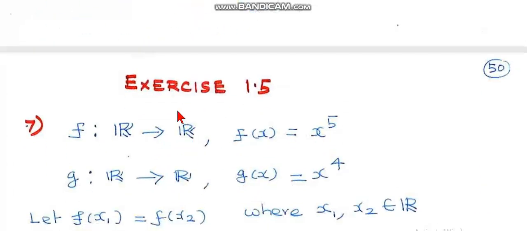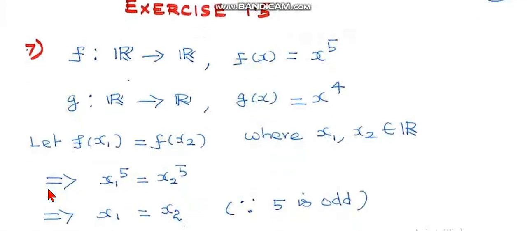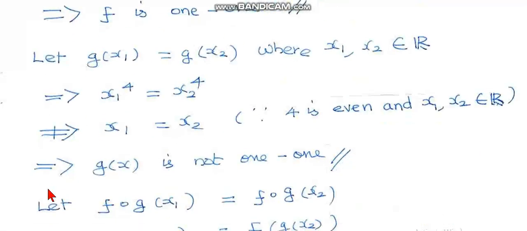Now exercise 1.5, question number 7. f is a function from the set of real numbers to the set of real numbers defined by f of x equal to x power 5. g is a function defined from the set of real numbers to the set of real numbers, g of x equal to x power 4. You have to test whether f is 1, 1.